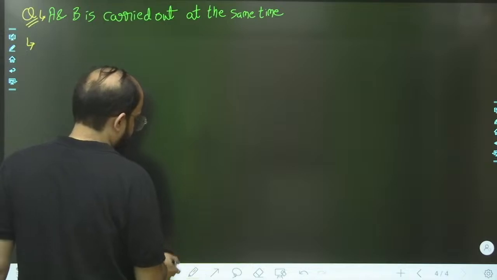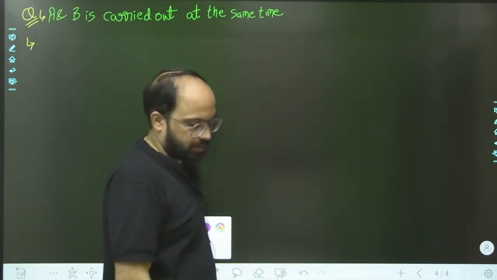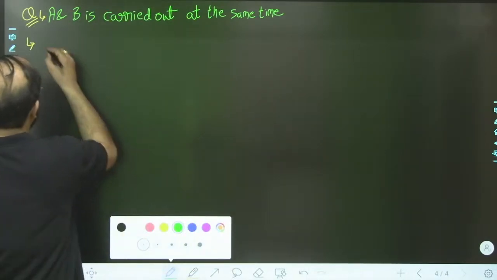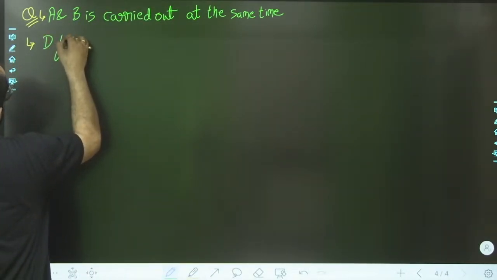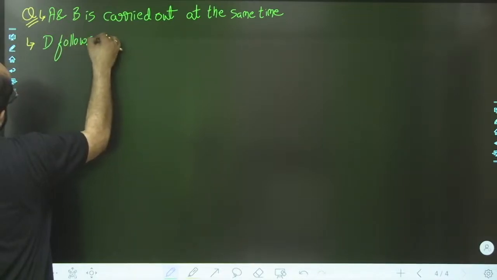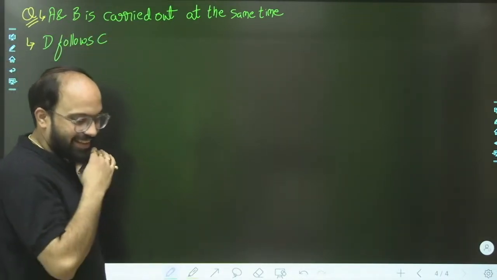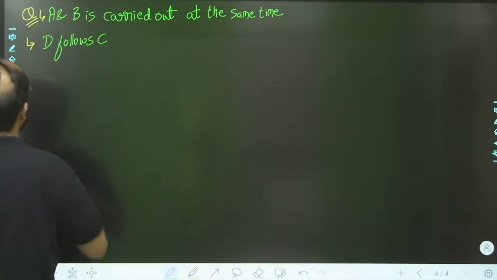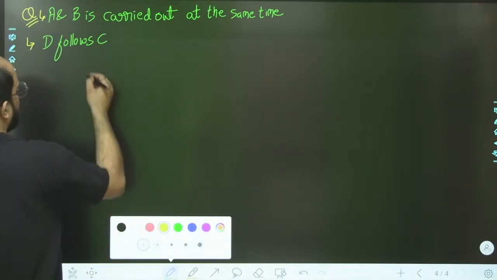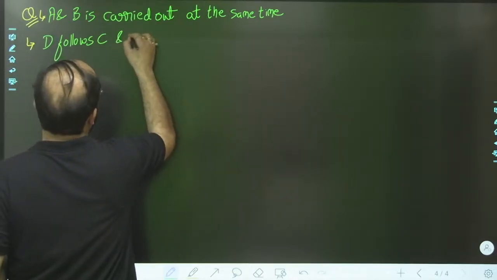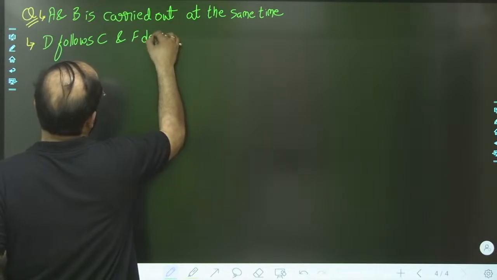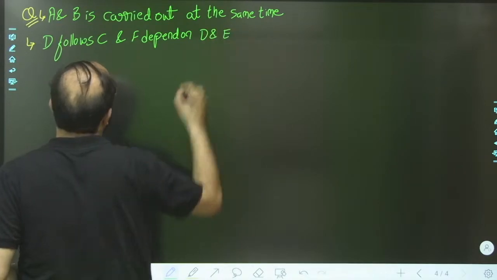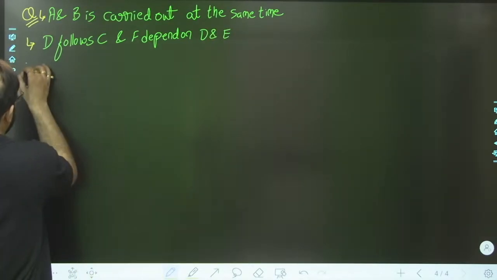The next statement says that D follows C, and F depends on E and D. D follows C, and where is C? We don't know, but D follows C, and F depends on D and E.